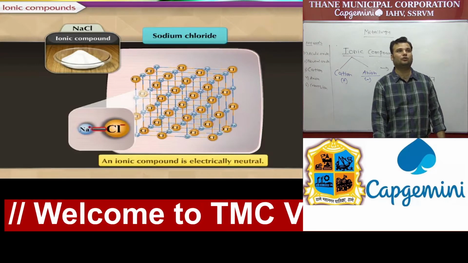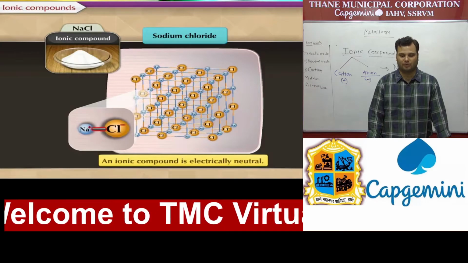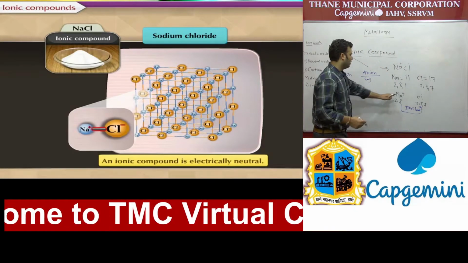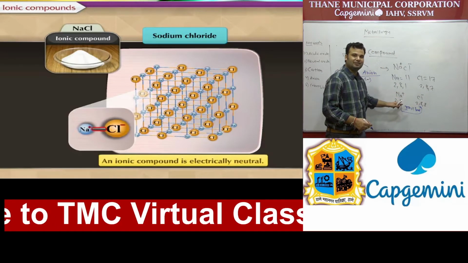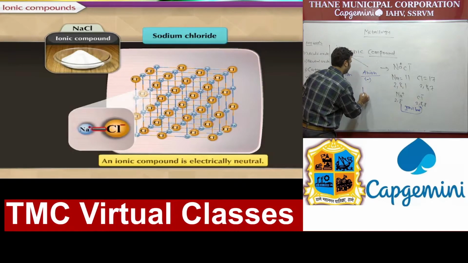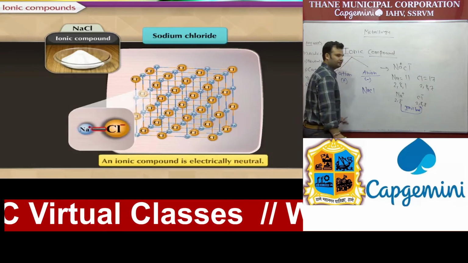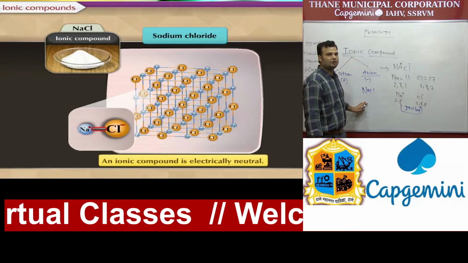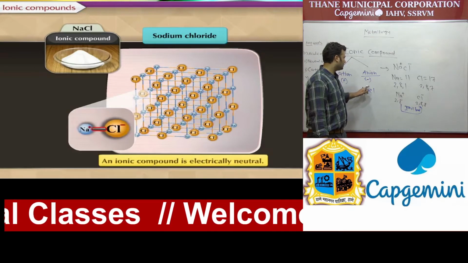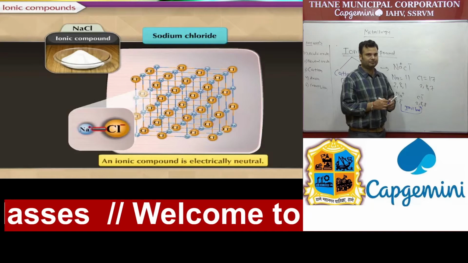You can see also an ionic compound is electrically neutral. Why neutral? Because 1 plus and 1 minus cancel with each other, and that time they contain only NaCl. Always remember all ionic compounds are electrically neutral because plus and minus are cancelled with each other.